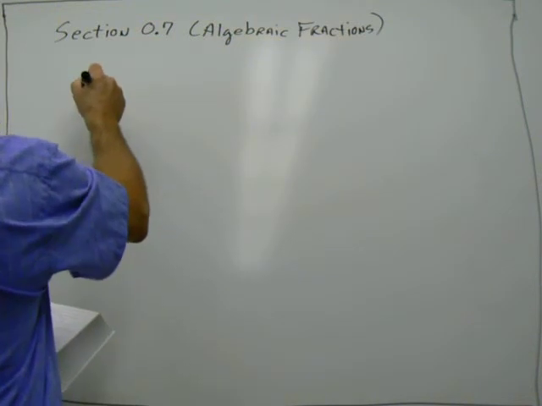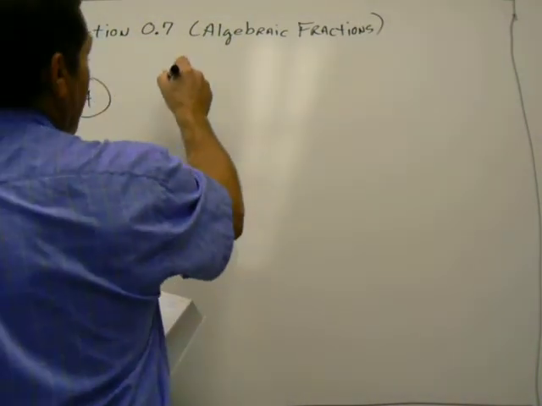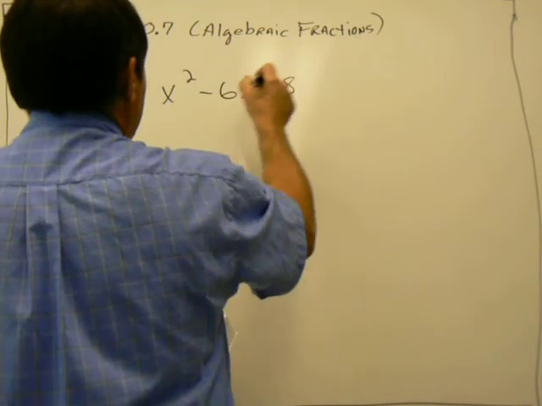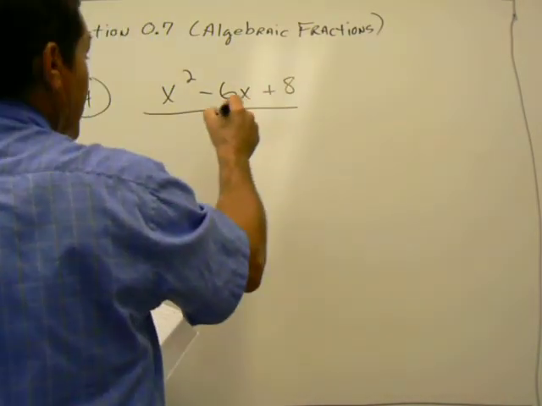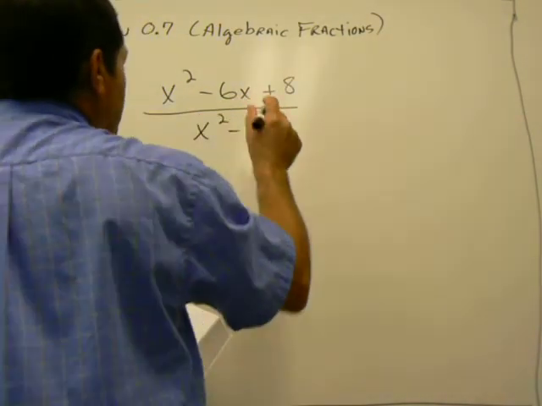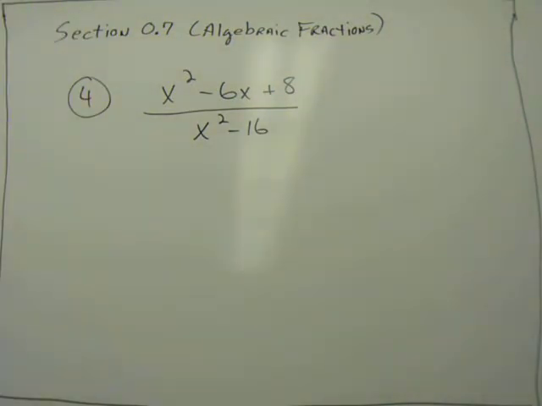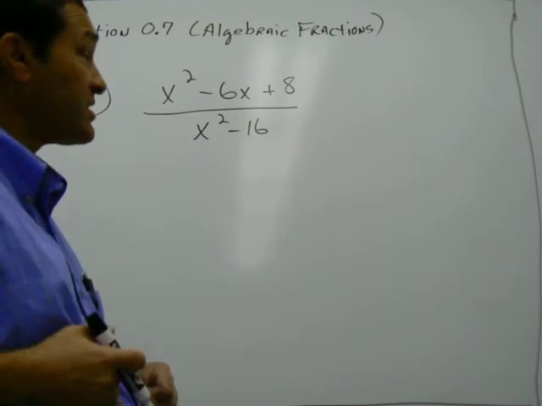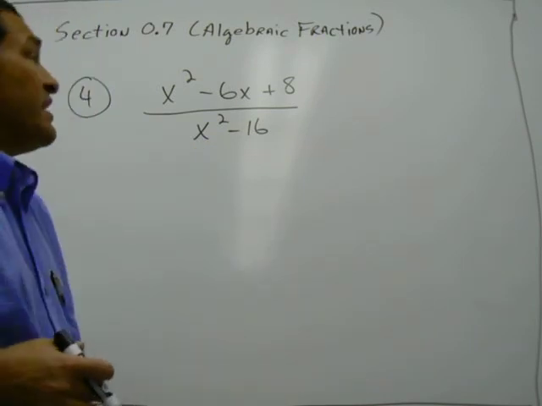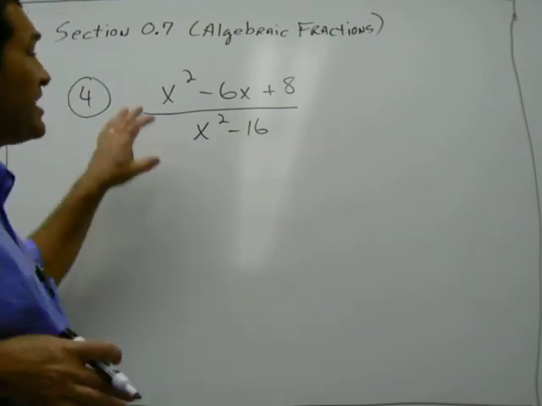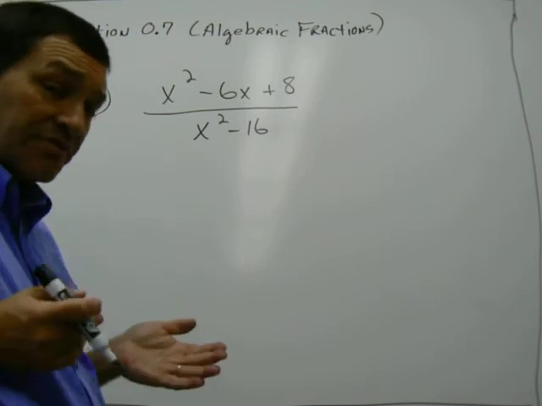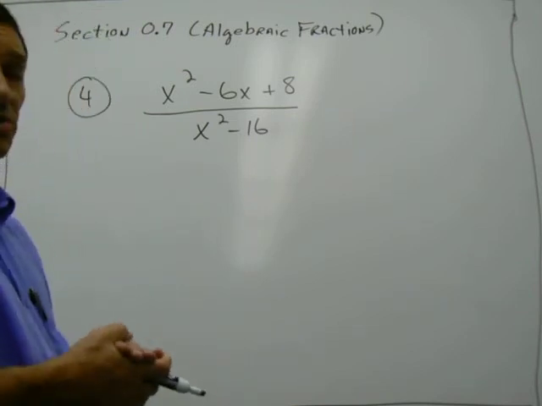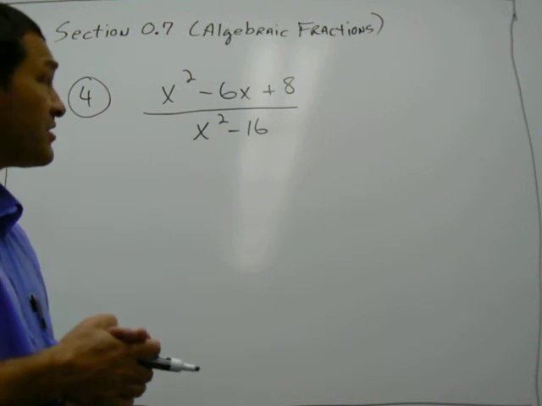Problem 4. We have x squared minus 6x plus 8 divided by x squared minus 16. We will often encounter fractions, algebraic fractions, or rational expressions like this in business situations. And it's very, very helpful. If I needed to evaluate this function for many different values of x, if you can simplify it, it's very helpful to do so before you start wasting a lot of time evaluating.